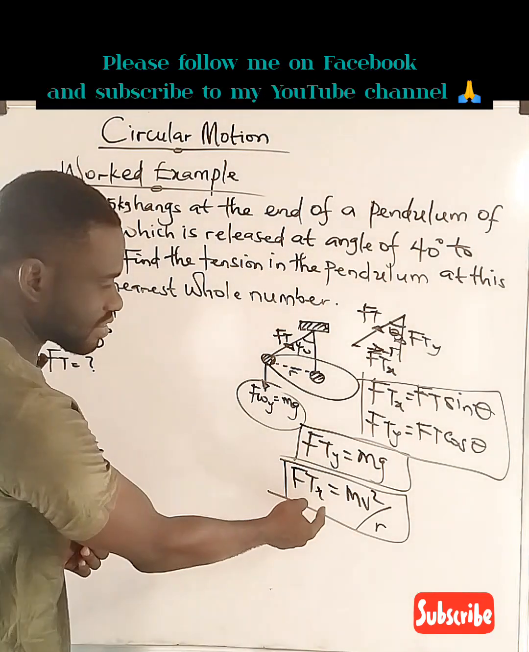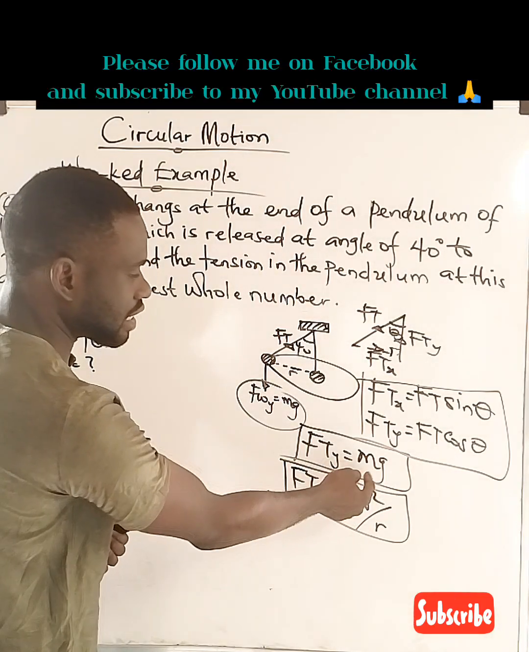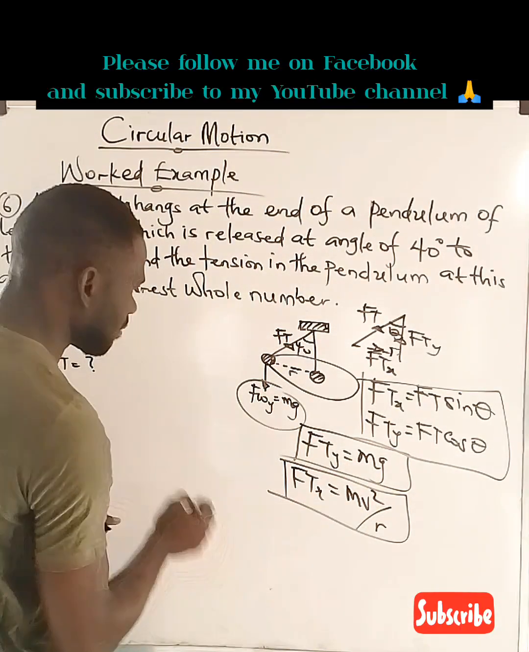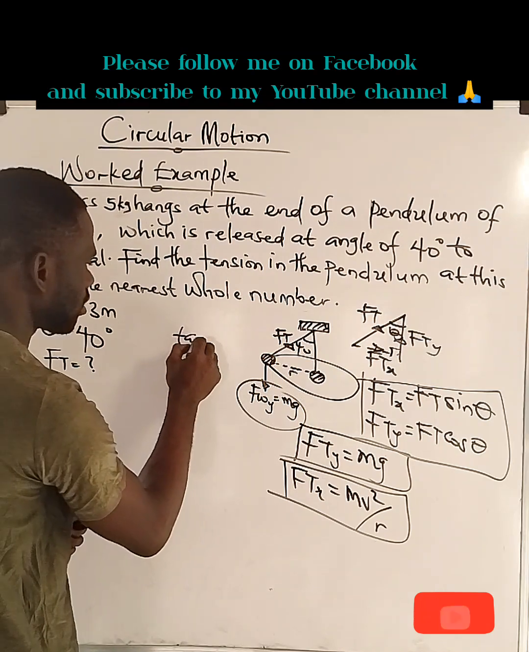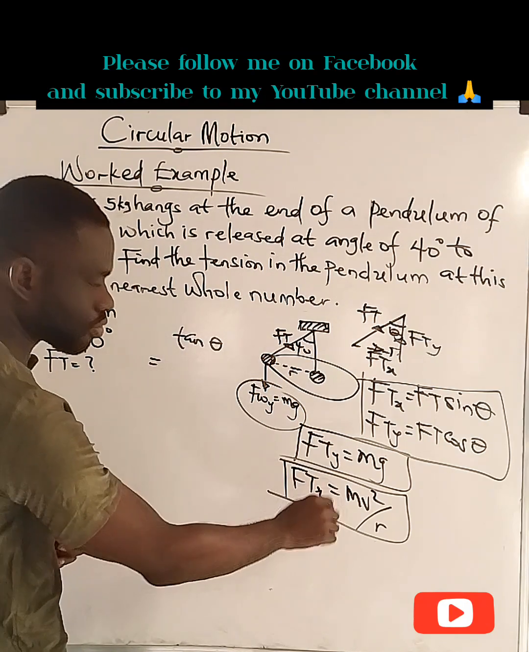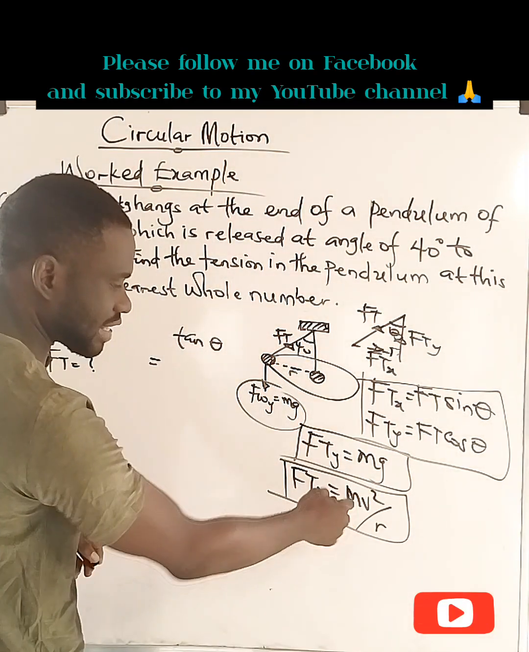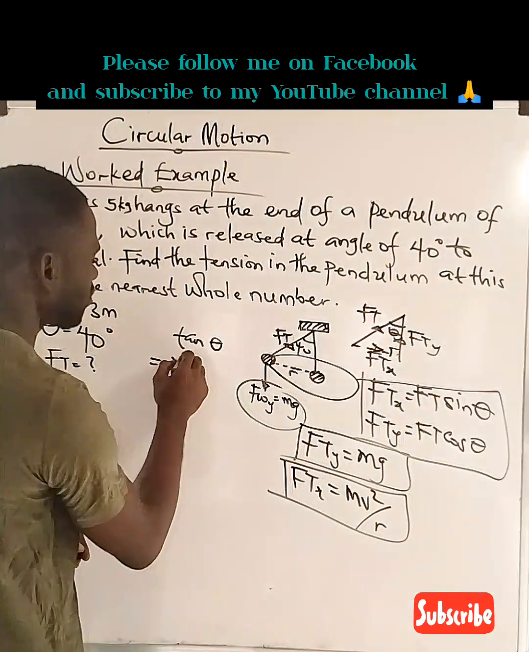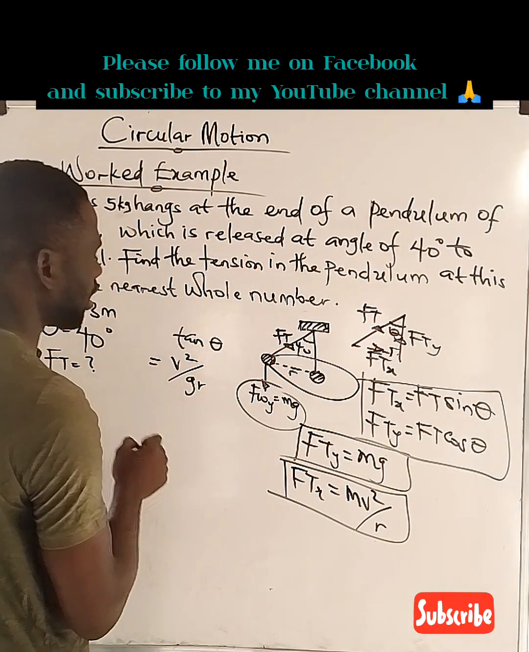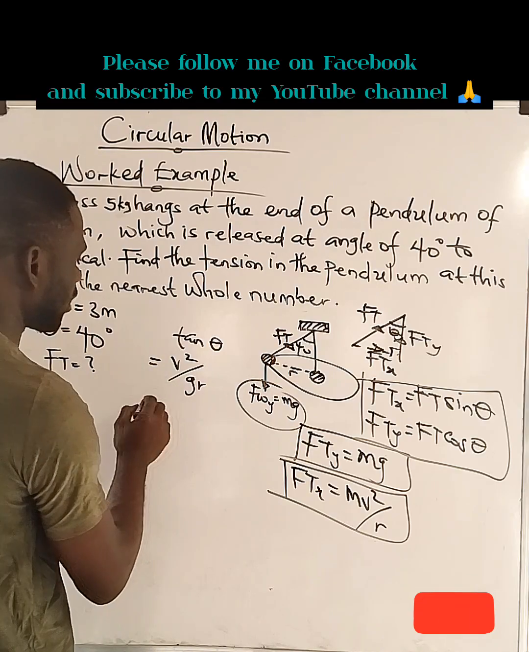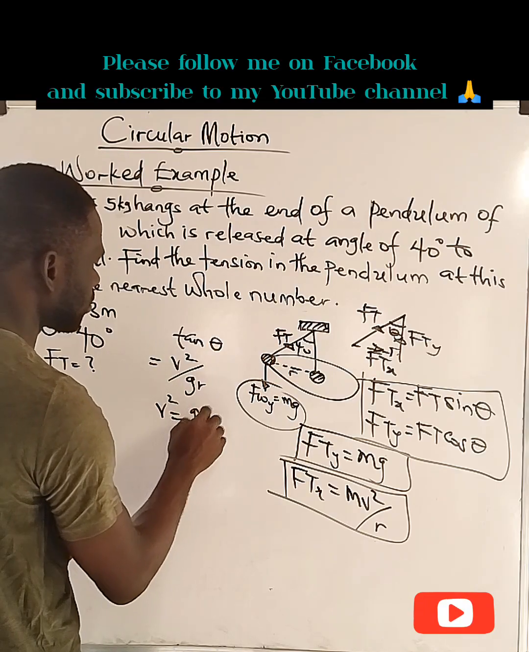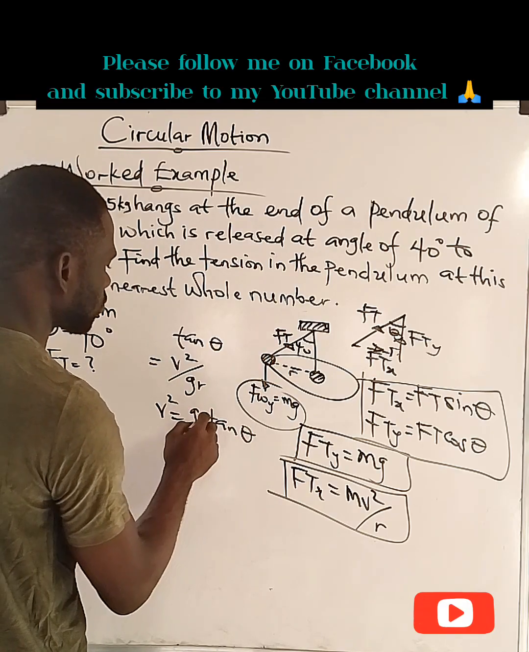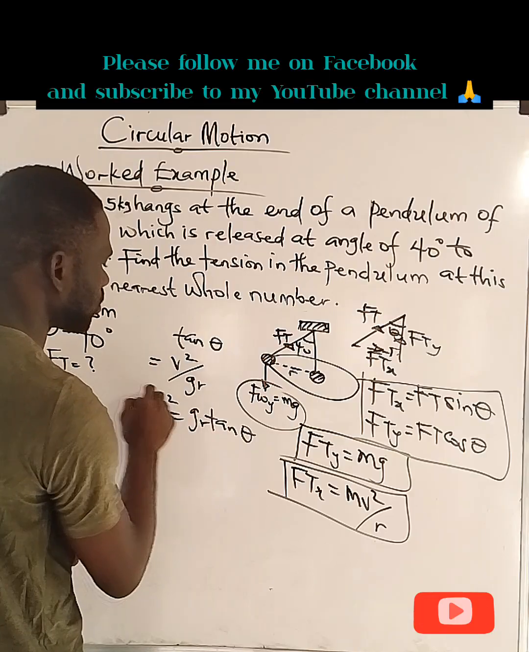So it's also the same thing as mv squared over r divided by mg. So we're going to end up having tan theta equals mv squared over r divided by mg, that'll be tan theta equal to v squared over gr. So by the time we equate them, we end up having v squared equals gr tan theta. I'm quickly trying to derive the formulas we need.